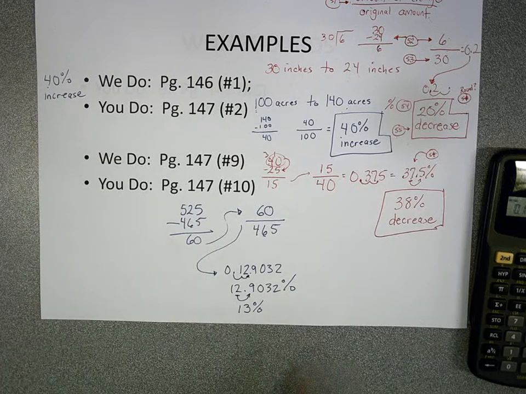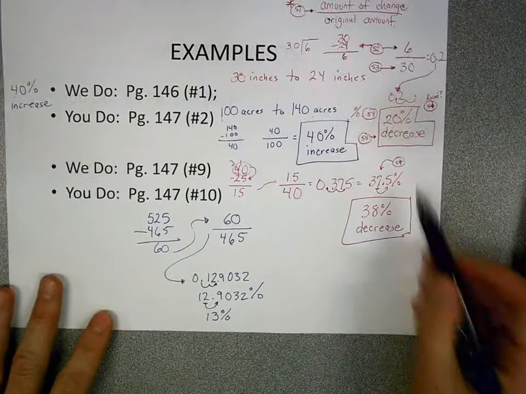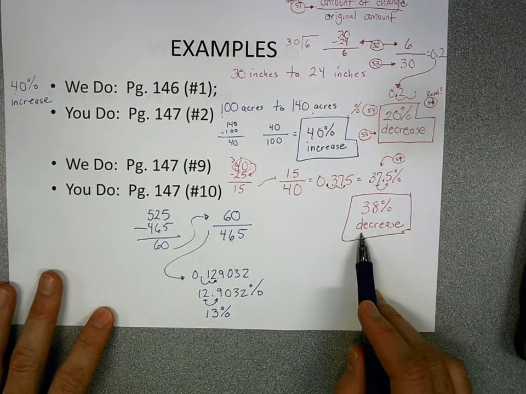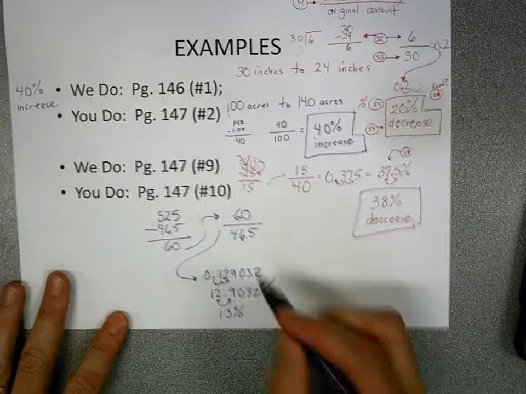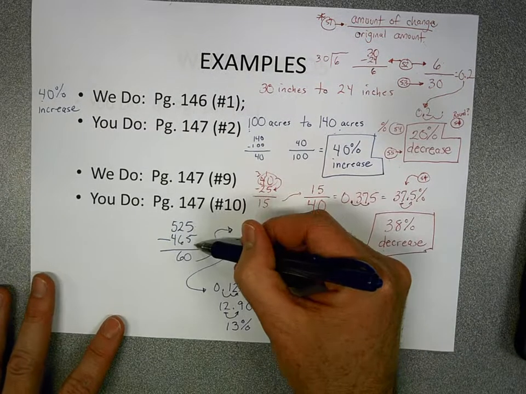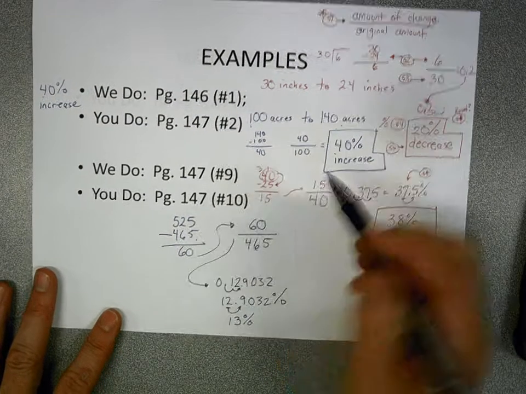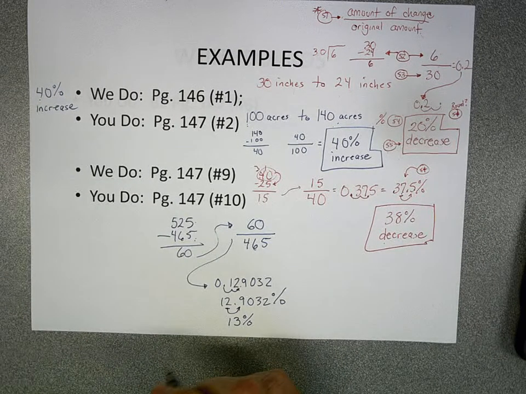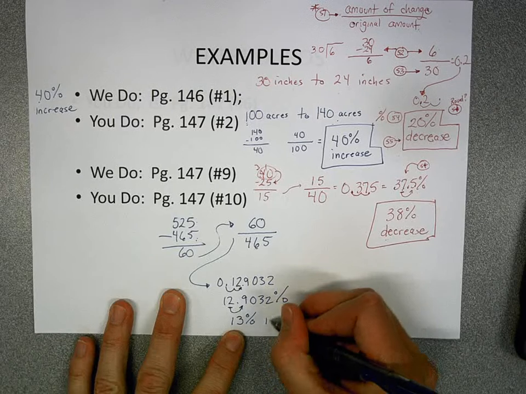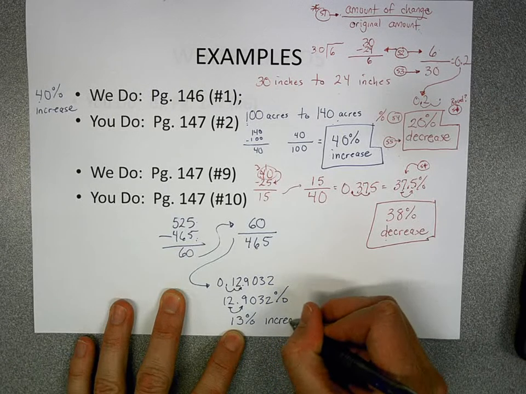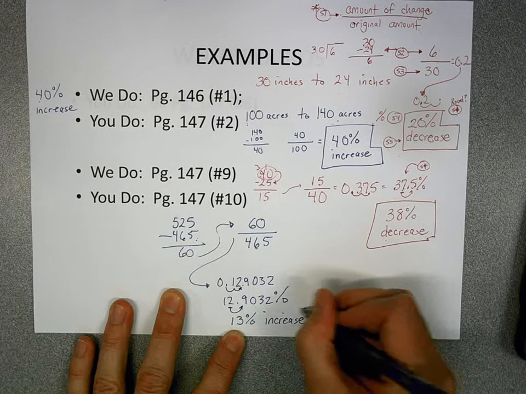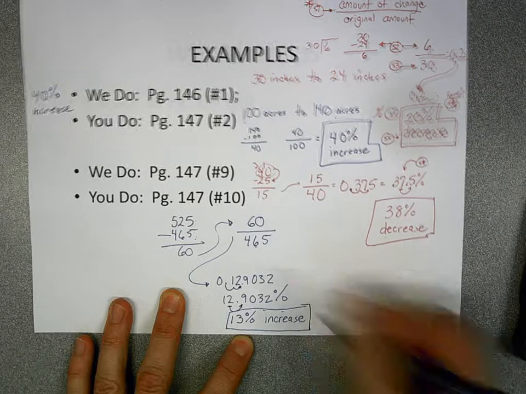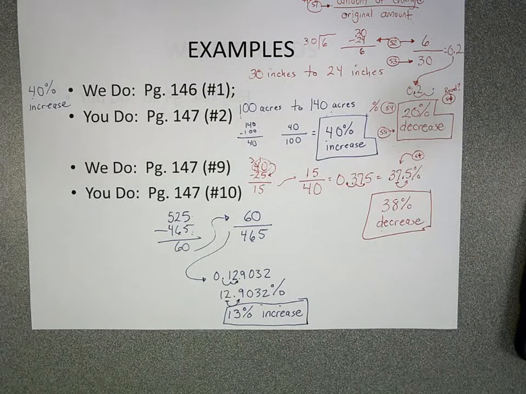Now don't forget, we just did step star, right? Don't forget your increase, decrease. It went from 465 to 525. So this is the start. That's what it actually increased in the number of students. And so that is a 13% increase. All right. Questions?